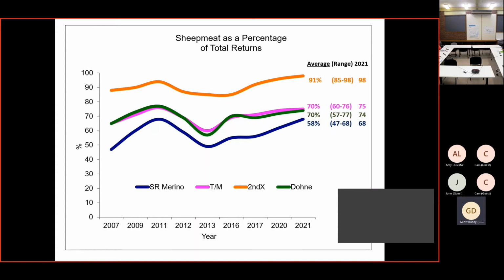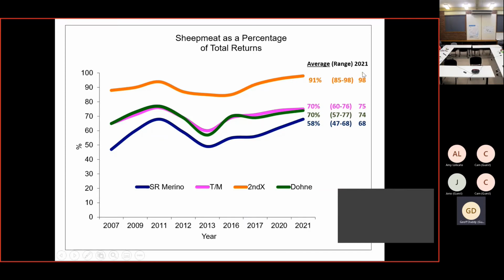These are some gross margin results that I've been doing since 2007. The latest was in April this year. And what it shows is a breakdown of these enterprises in terms of percentage coming from sheep meat sales versus the percentage from wool or other products. If we look at the top one, that's a second cross lamb operation. At the moment, 98% of income is coming from the sheep meat side, right?